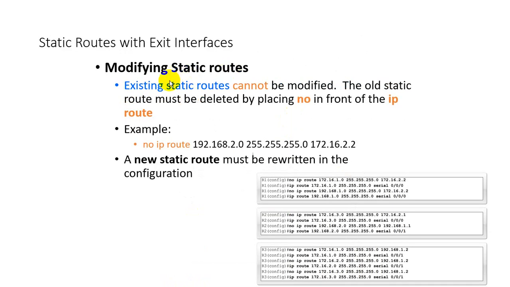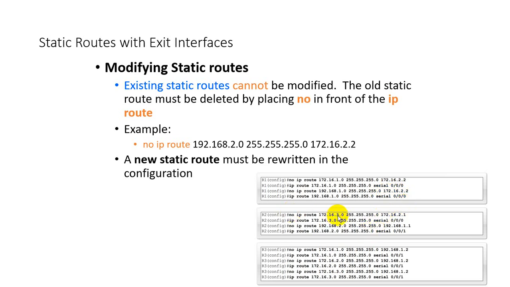Modifying static routes. Existing static routes cannot be modified, and the old static route must be deleted by placing a no in front of the IP route. Example, no IP route, this is the destination and this is the next hop IP address. A new static route must be rewritten in the configuration. So for example, if we delete this IP route, then we can add another route with an exit interface. Similarly, this is the next hop IP address and this is the exit interface.